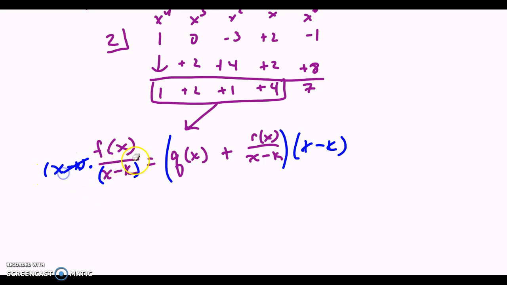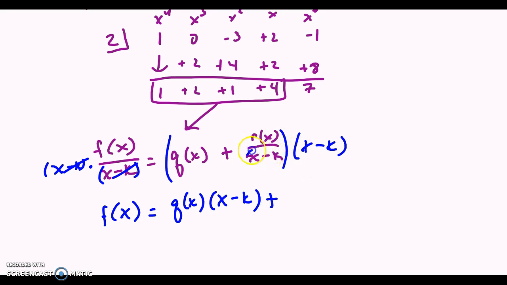The x minus k's cancel, so I'm left with f of x. And if I multiply this, I get q of x, the quotient, times x minus k, plus r of x, since the x minus k's cancel. But remember, r of x is always just going to be some number, so it's really just r.